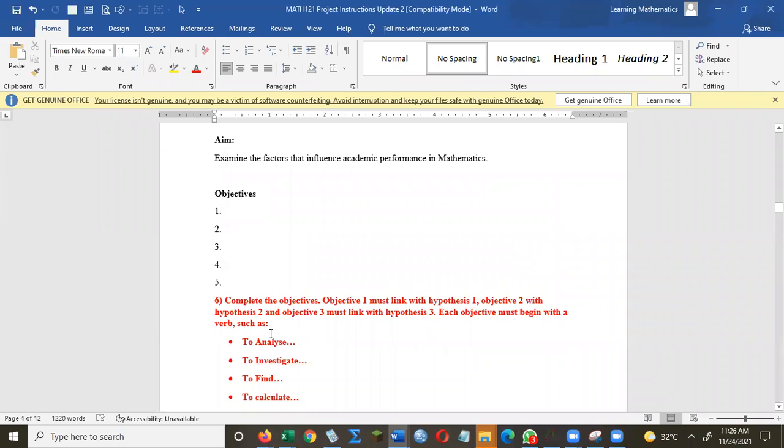So we're going to instruction 6 now. It says complete the objectives. Objective 1 must link with hypothesis 1. So let's go back to hypothesis 1. What does hypothesis 1 say?